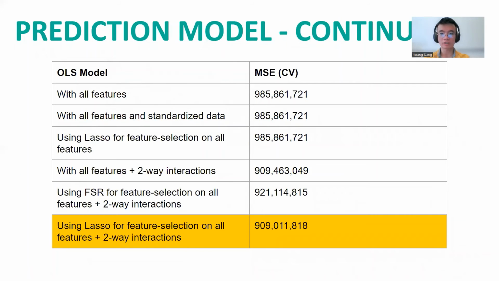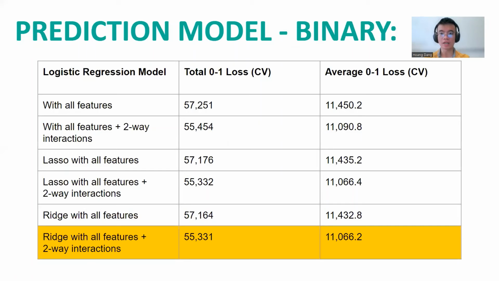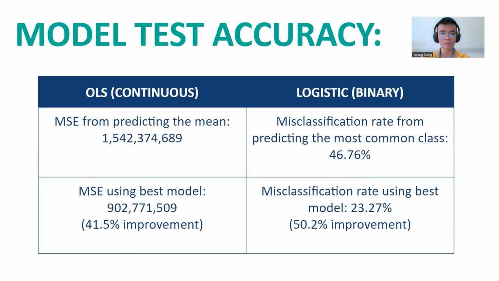For our prediction model, we experimented with a variety of methods, and we found that for our continuous outcome, using lasso for feature selection on all features in the two-way interactions had the lowest MSE. And for our binary outcome, using ridge regression with all features and the two-way interactions had the lowest 0-1 loss.